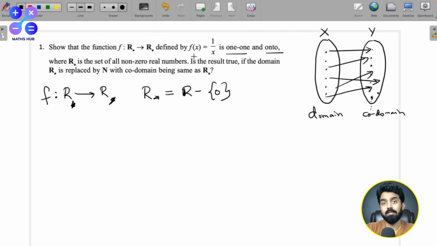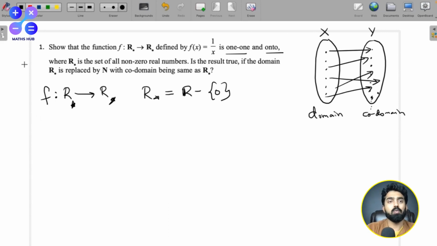Why was this done? Look at the function given: it's 1 by x. If you had 0 as part of this domain, then you would have an undefined function. The function would not be defined at that particular point. So to eliminate that possibility, they defined the domain and the codomain in such a way that we don't have 0 as one of the elements.